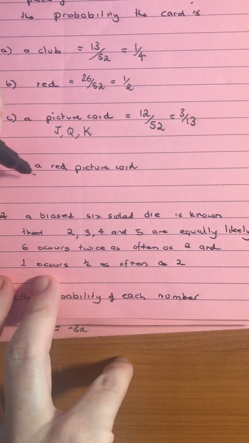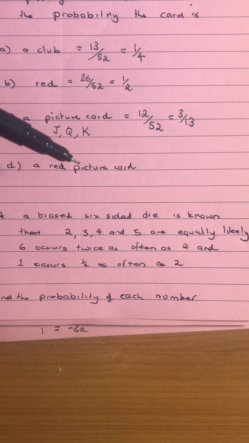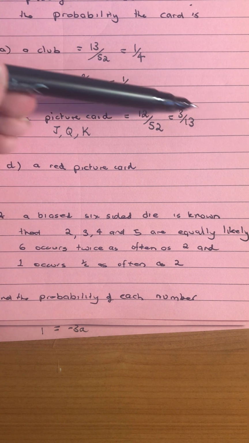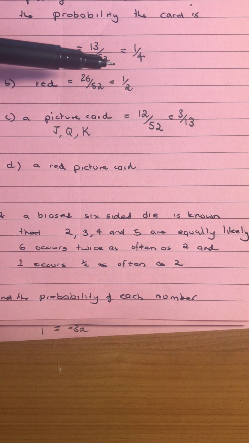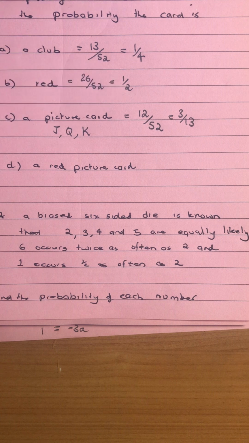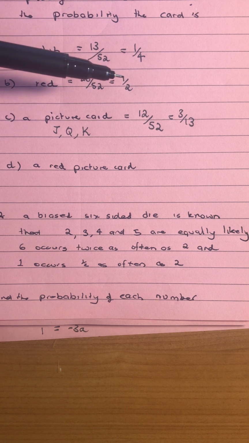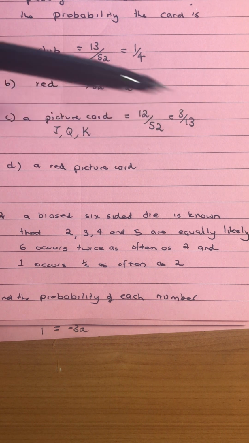And the last one is a red picture card. Now we can do that 2 ways. So we could do a red and picture and do the multiplication there, so that would mean we would have a half times our 3 on 13, or a half times 12 on 52 is probably easier. And then that would give us our 6 on 52, which we could then simplify.